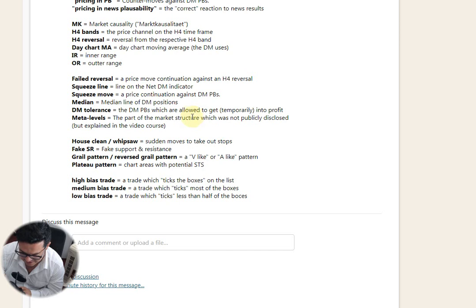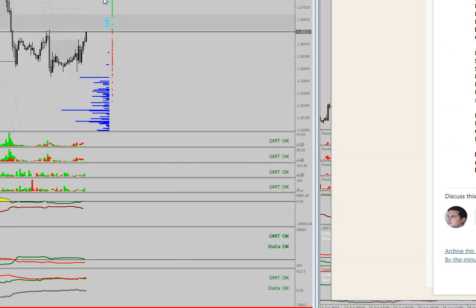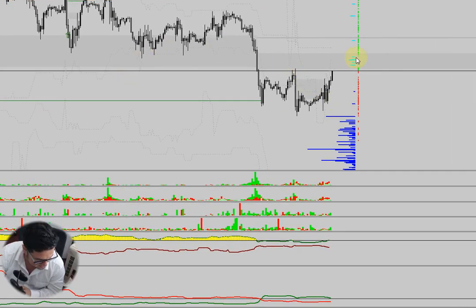Damani tolerance, the Damani position bars which are allowed to get temporarily into profit. We know sometimes that happens. Let's say here cable right now, so it goes up in order to take those stops. And you see there are a bit of longies in the way. Those are within the tolerance, so they're allowed to win because they prioritize taking out those short-term stops over pricing in the longies.